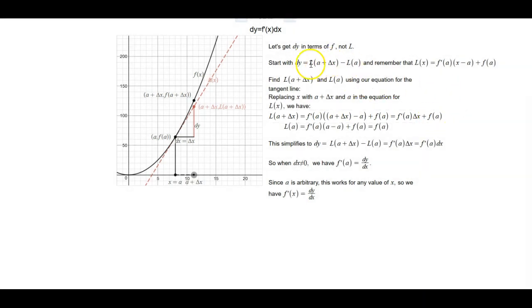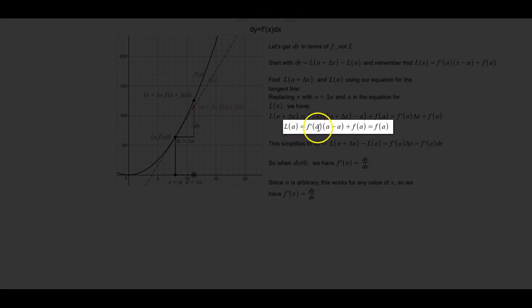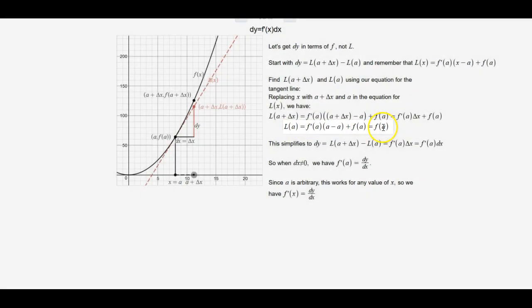So now I've gotten that, and now I'm going to subtract L of a. So I replace x in this equation with a. And when I do that, this gives me 0, so I'm just left with f of a. So then dy simplifies to f prime of a times delta x plus f of a minus f of a, or simply f prime of a times delta x. And remember, delta x is equal to dx.